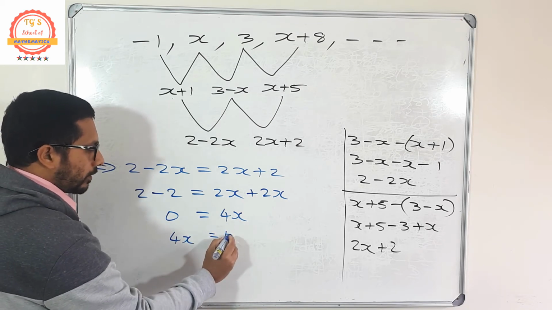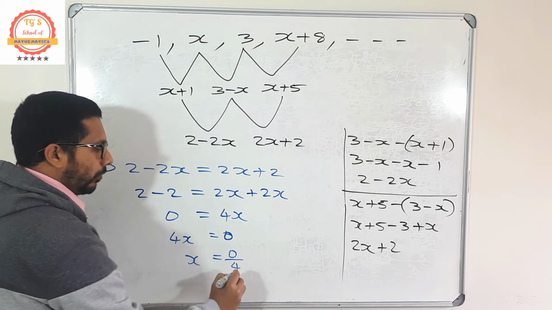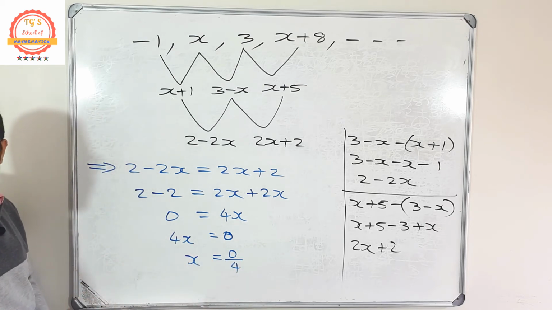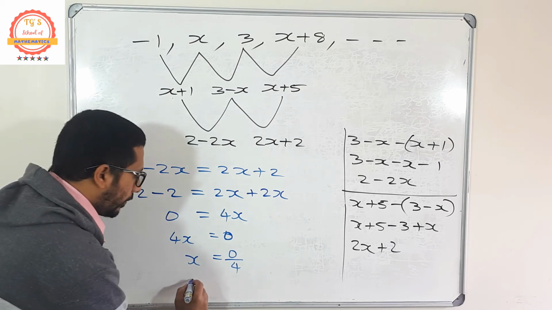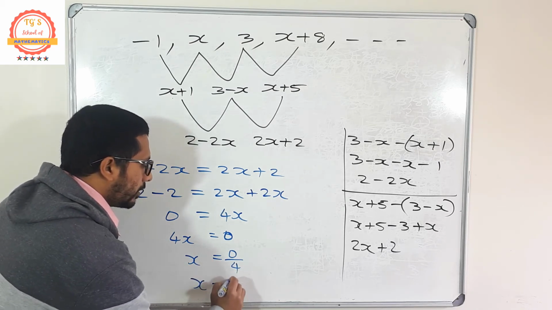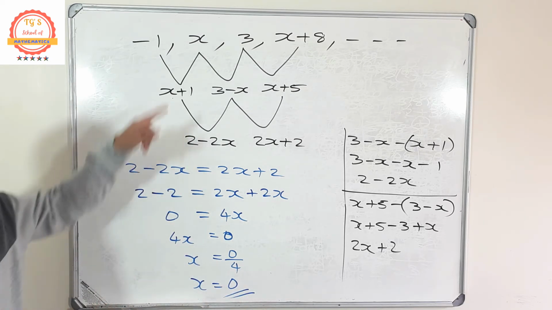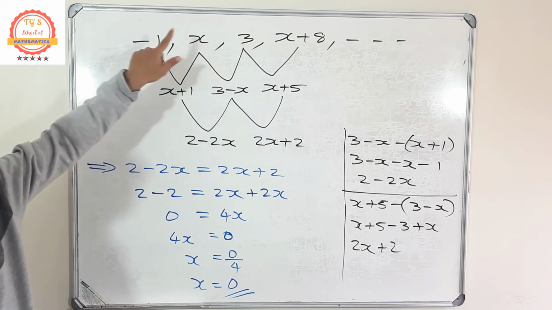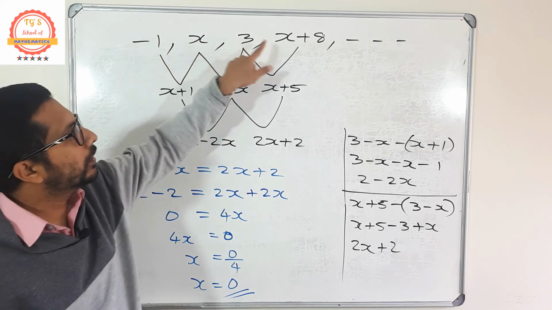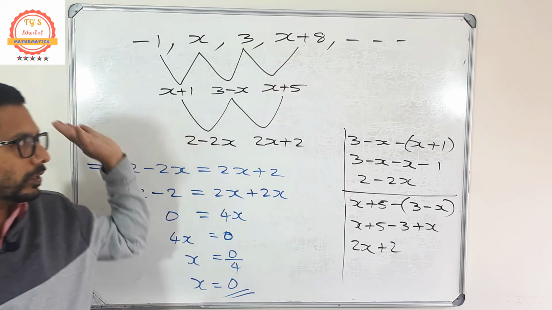So what is x? x is equal to 0 divided by 4, or both sides divided by 4. Anyway, 0 divided by 4 is 0. So what is the value of x now? x is equal to 0. So the value of x is 0. So what is the sequence now? Minus 1, 0, 3, 0 plus 8, that means 8. So the sequence is going like that.